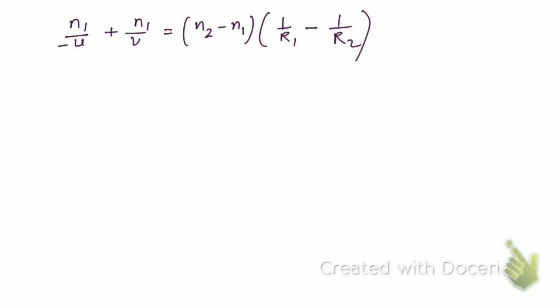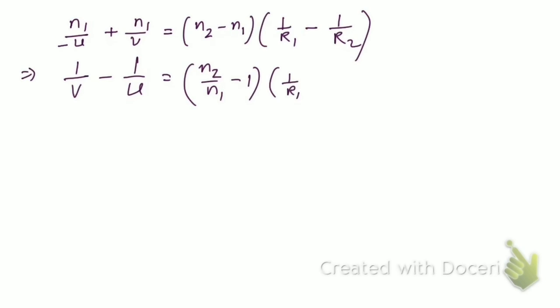Now what we can do here is divide both sides by n1. Then what we're going to have, first let me write the positive term first, 1 by v minus 1 by u. On dividing both sides by n1, we get n2 by n1 minus n1 by n1, that will be equal to 1, and here we have got 1 by r1 minus 1 by r2. That's what we have got.